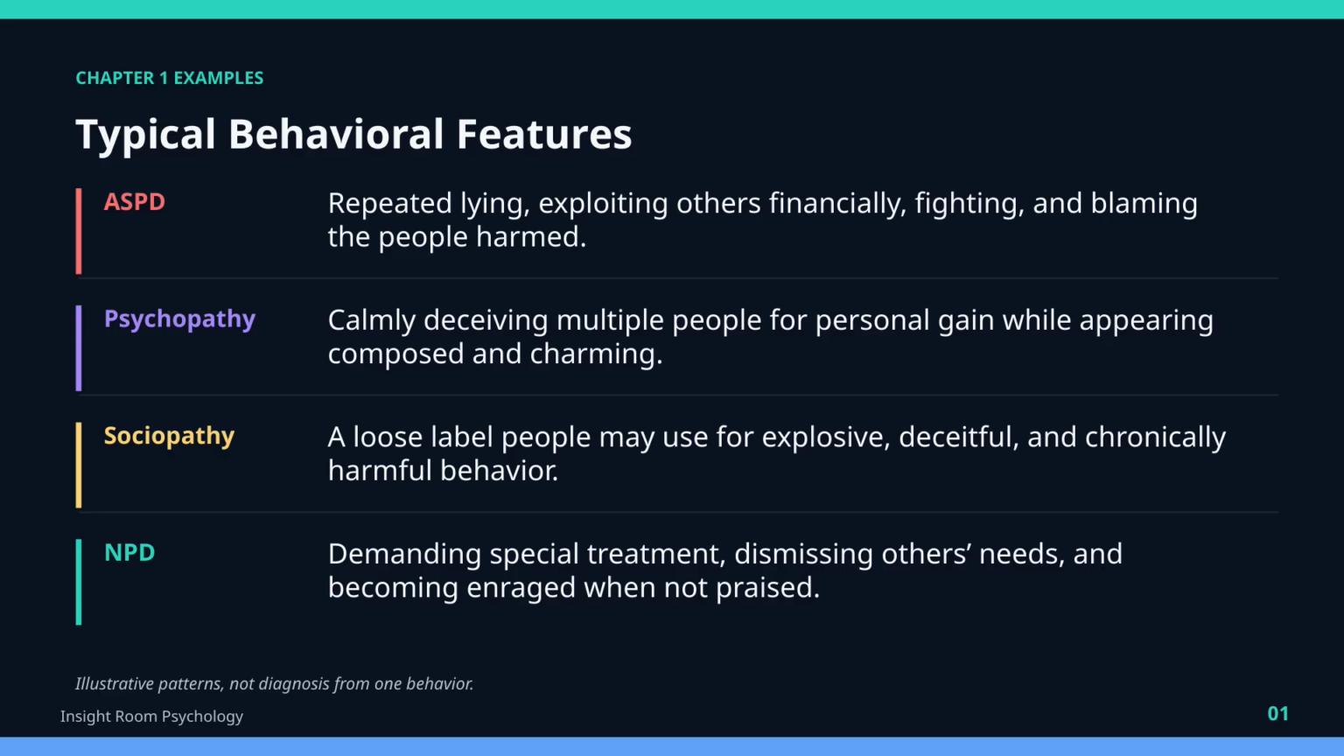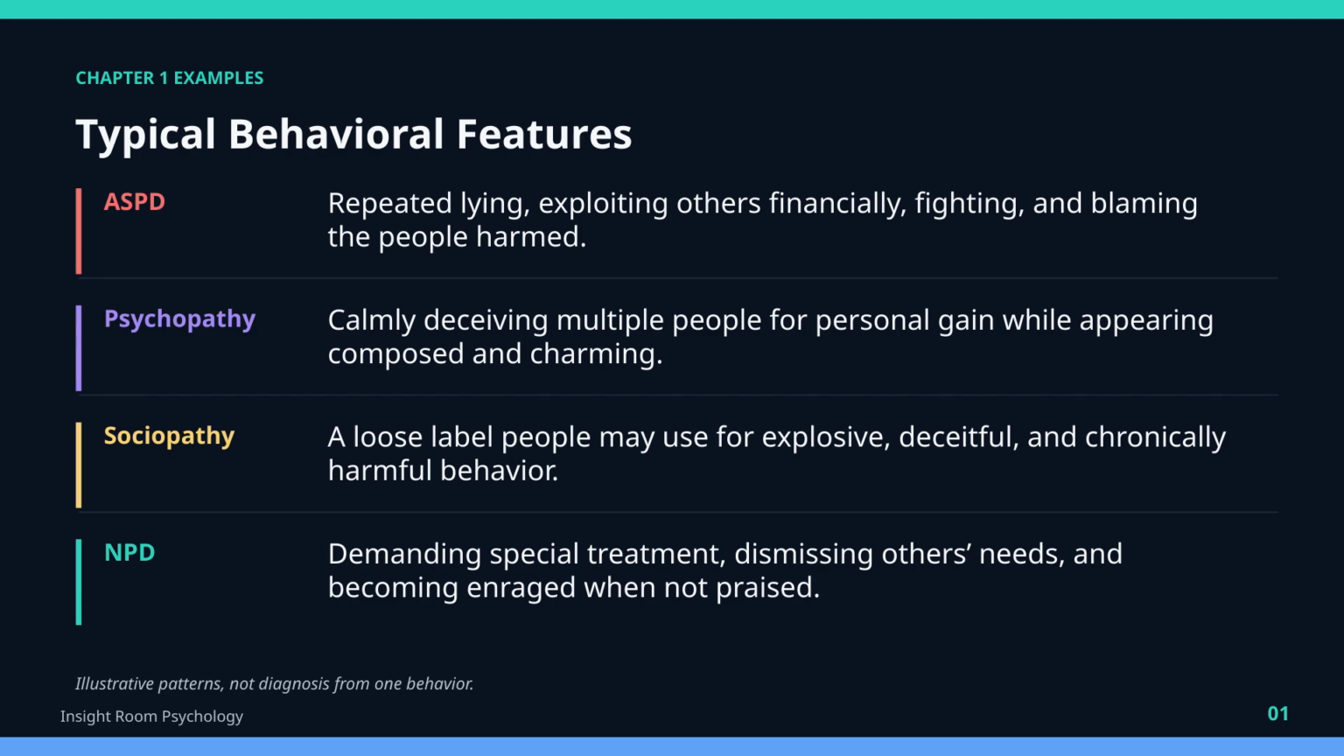The important part is not one isolated behavior, it is the pattern. A person lying once does not mean ASPD. A person being irresponsible in one season of life does not mean ASPD. ASPD is about a pervasive and enduring pattern of violating rights, norms, safety, and responsibility.